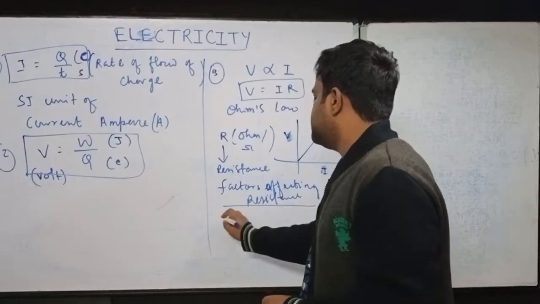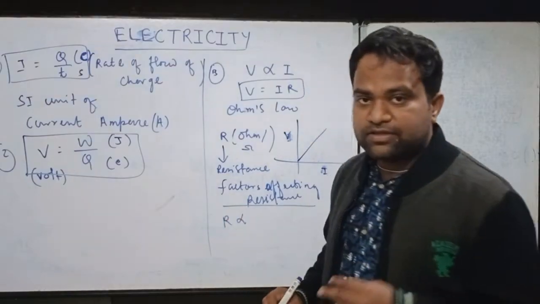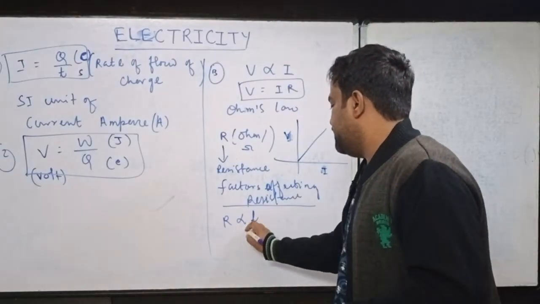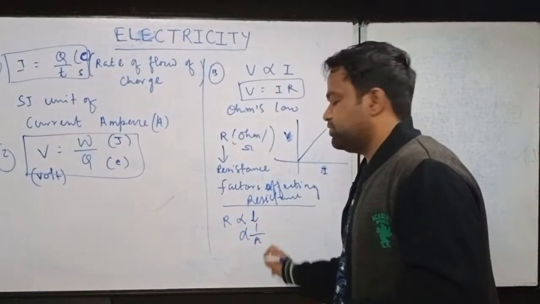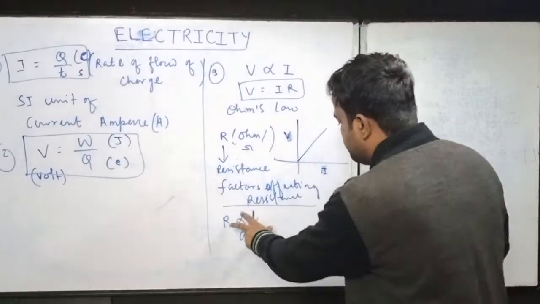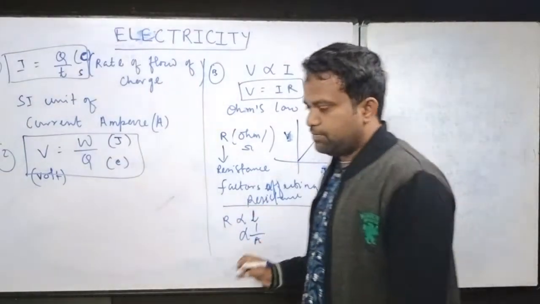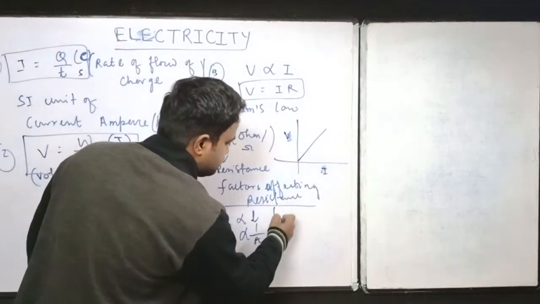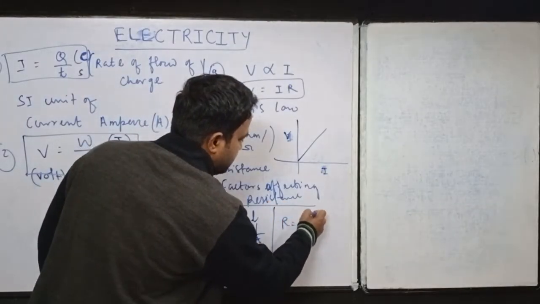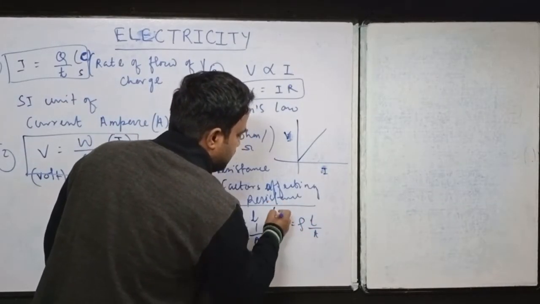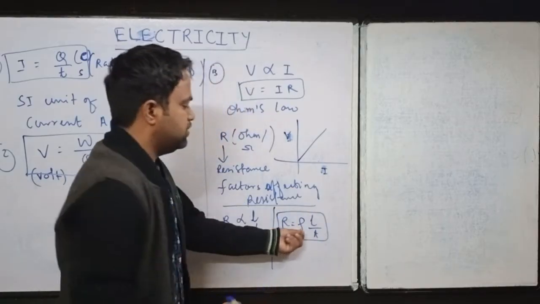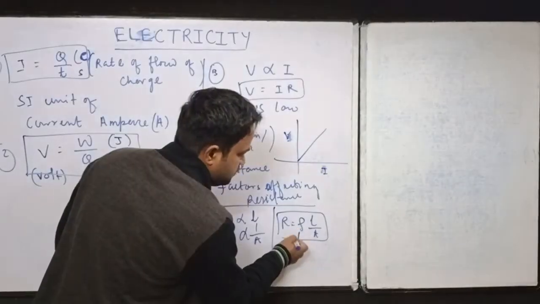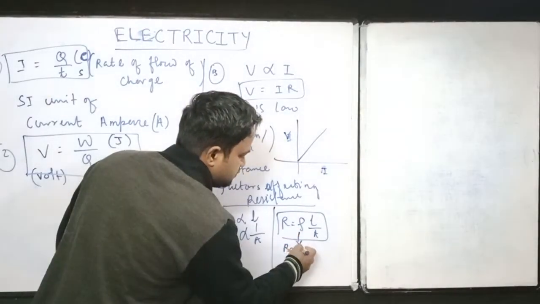So R depends upon the length of the conductor: R is proportional to L, and R is inversely proportional to the area of cross section A. If you combine both, you can write R equals rho L by A. Rho is a proportionality constant, and it is called resistivity.